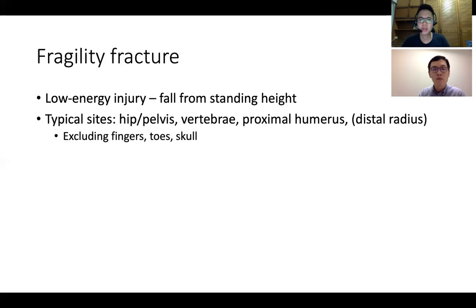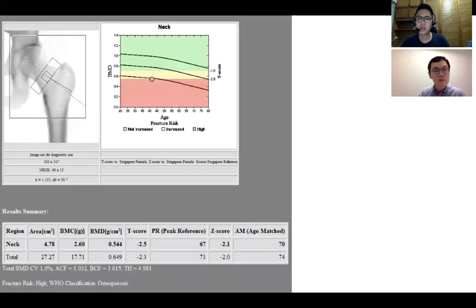So once they have a fragility fracture, regardless of the BMD, they'll be considered osteoporotic? Yeah, that is a diagnostic criterion for osteoporosis already. What about patients without fragility fractures?